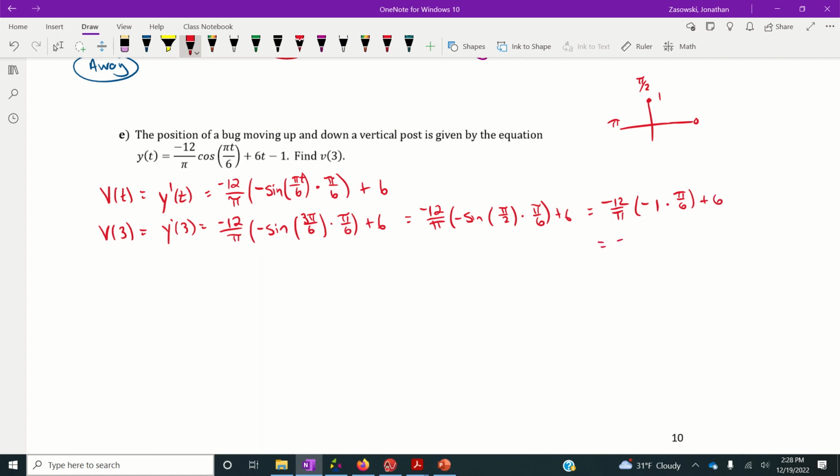So this really becomes negative 12 over pi times negative pi over 6. We see what's going to happen here? Plus 6, which is really negative 12 pi over 6 pi. So the pi's are gone. This becomes negative 2.